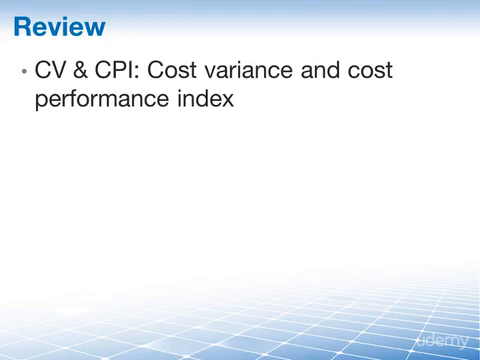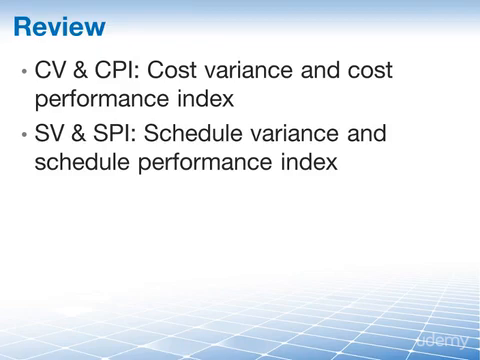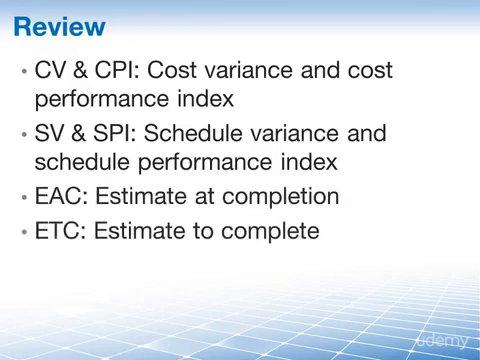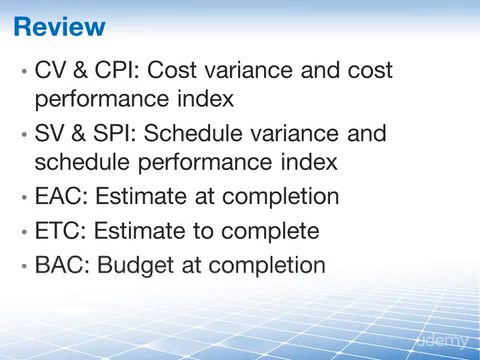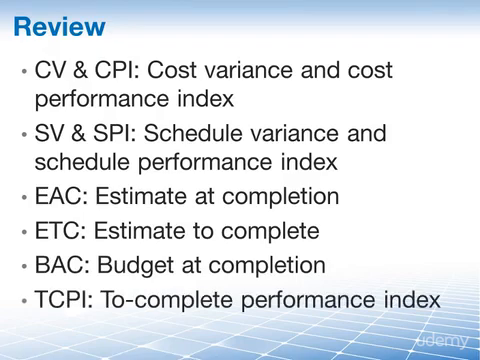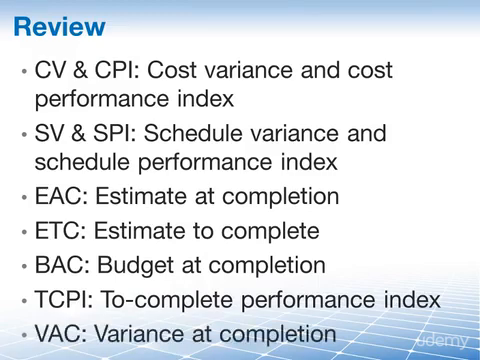But you'll also need to know these terms and abbreviations. CV and CPI, the cost variance and the cost performance index, and you have to know how to calculate these. You also have to calculate SV and SPI, the schedule variance and the schedule performance index. Then we have EAC and ETC, estimate at completion and estimate to complete, which can be figured out with rather simple and rather complex formulas. Then we have the budget at completion, the TCPI, the to complete performance index, and finally a rather simple formula will give you the VAC, the variance at completion.